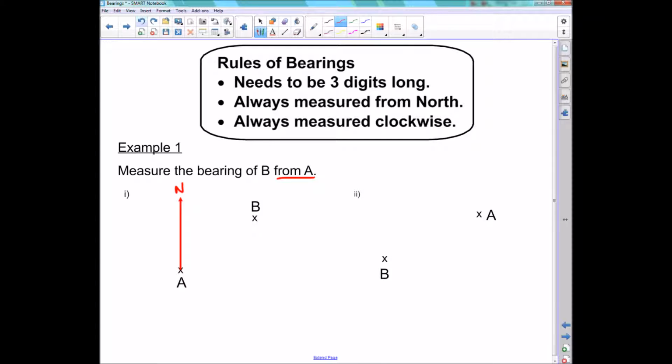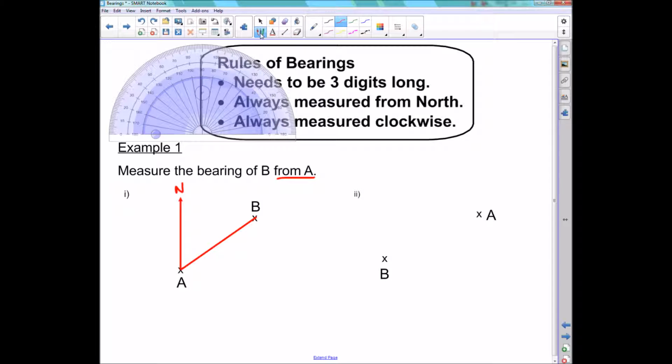The next thing we're going to do is join the points A and B together with a straight line. Again, make sure that you're doing this with a ruler. So after we've got our north line in and we've connected A and B with a straight line, we're going to have to get our protractor out. Now then, if you're not sure on how to use a protractor, then I suggest you look at the basic angles video where I go through using a protractor.